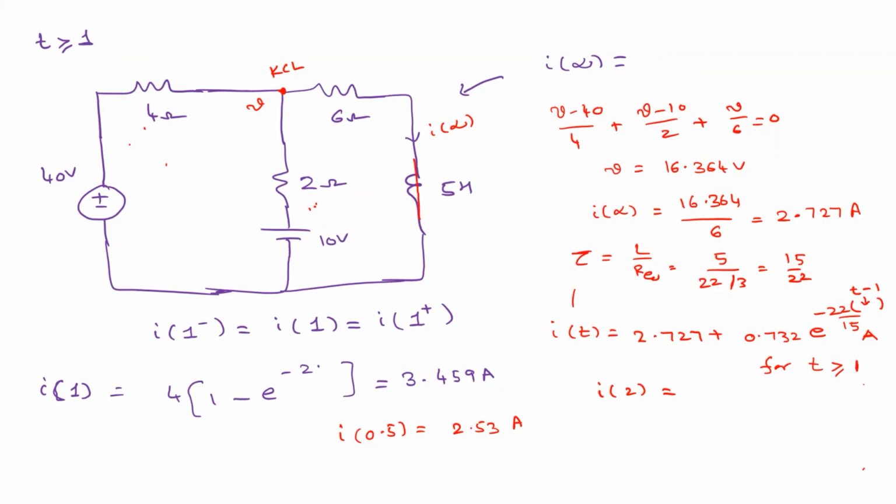So now tell me what is I at t equal to 2? 2.727. Substitute t equal to 2. How much? 2.896 amperes. Okay. I hope you substituted after changing to 2 minus 1. So change it to minus 22 into t minus 1 by 15. That is the correct representation.